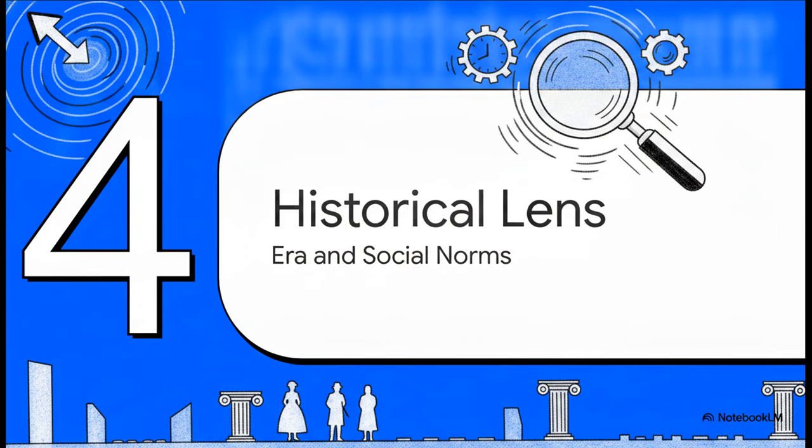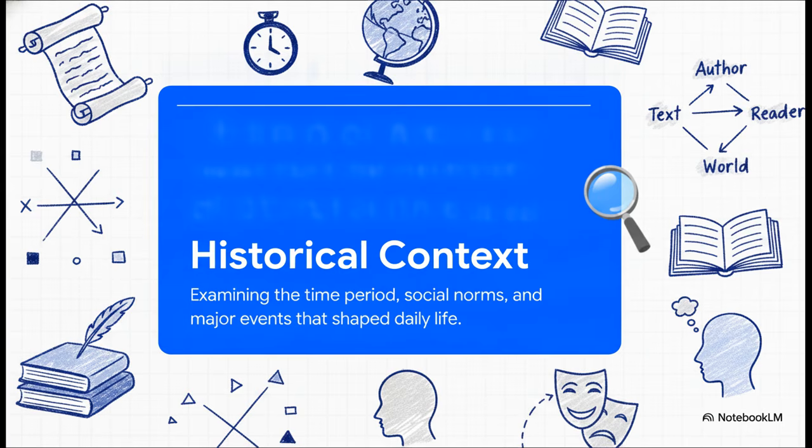Shifting gears now to section 4, the historical lens. So now we're going to zoom out from the individual and examine the entire era surrounding them. Historical context involves looking at the specific time period, the major events, the social norms, and the political forces that shaped daily life when a text was actually created. Without understanding the societal constraints of the era, you might completely misinterpret why characters make certain choices, or honestly, you might miss some deep social critiques entirely.